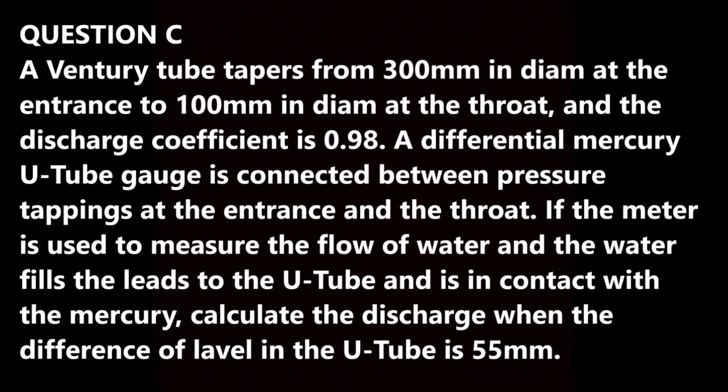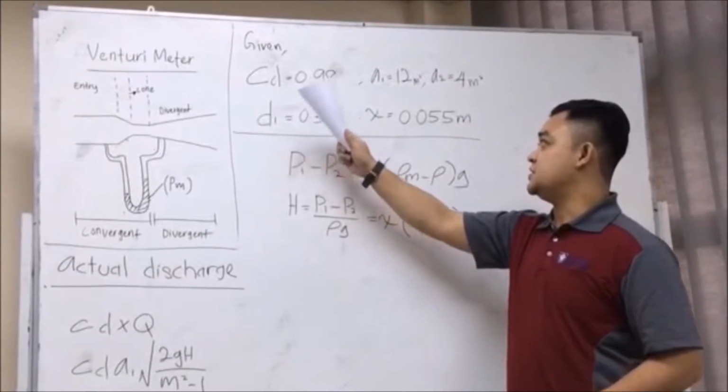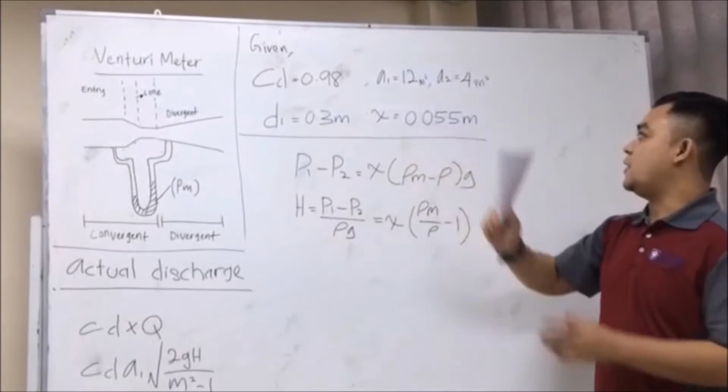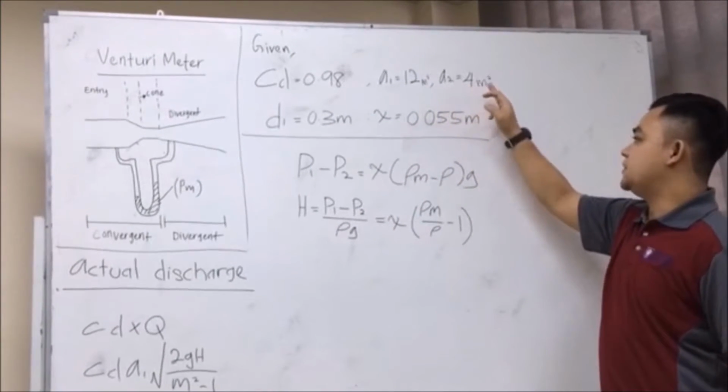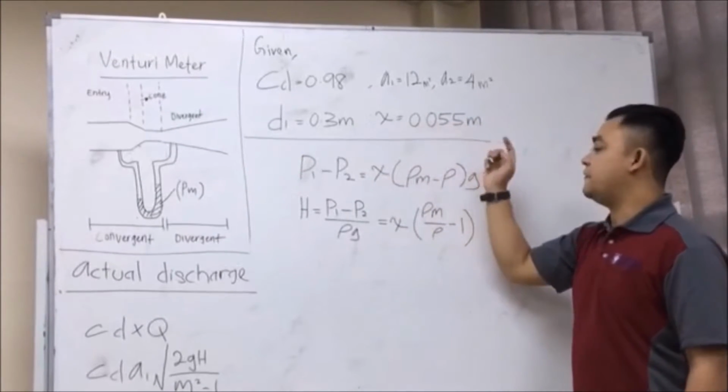A Venturi meter tapers from 300 millimeter in diameter at the entrance to 100 millimeter in diameter at the throat, and the discharge coefficient is 0.98. A differential mercury U-tube gauge is connected between pressure tapping at the entrance and the throat. If the meter is used to measure the flow of water and the water fills the leads to the U-tube and is in contact with the mercury, calculate the discharge when the difference of level in the U-tube is 55 millimeter. Given, the discharge coefficient is 0.98, diameter 1 is 0.3 meter, area ratio is 9, X is the difference of the water in the U-tube, which is 0.055 meter.